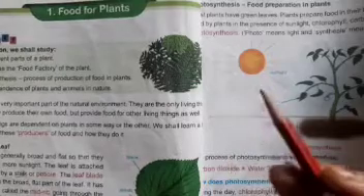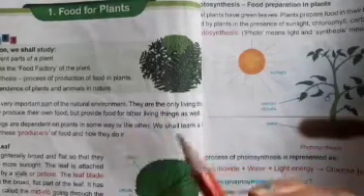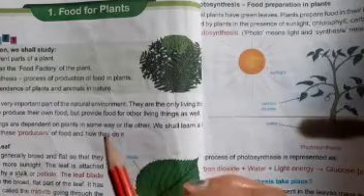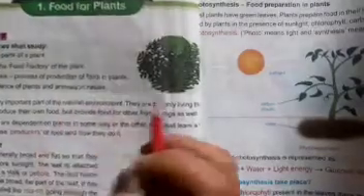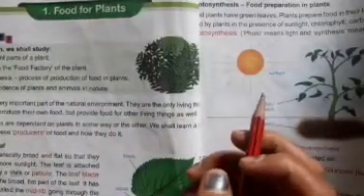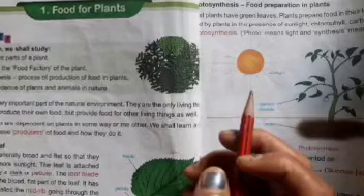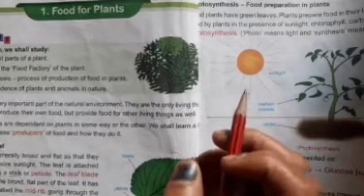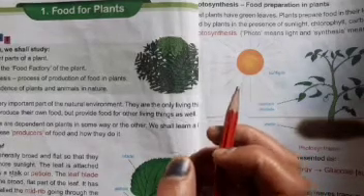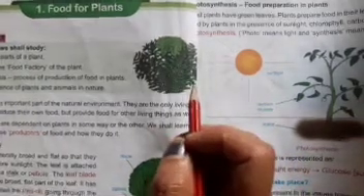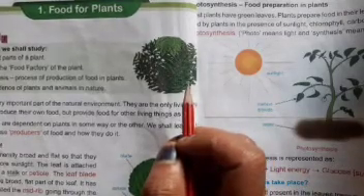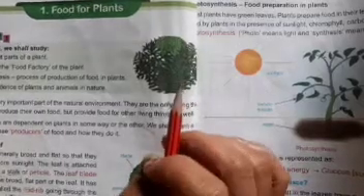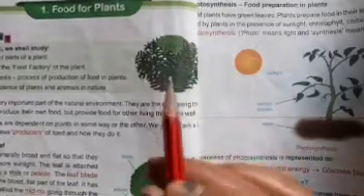Does anyone feed the plants? Feed the crops? Feed the trees? No. Nobody feeds the plants. Plants prepare their own food. They not only produce their own food, they provide food for other living things as well. Understood, no? Okay. How they produce their own food and where they produce it, we are going to see.